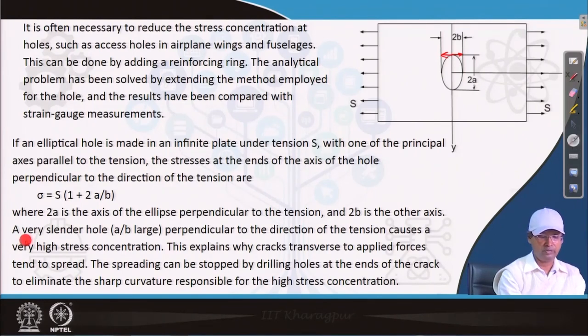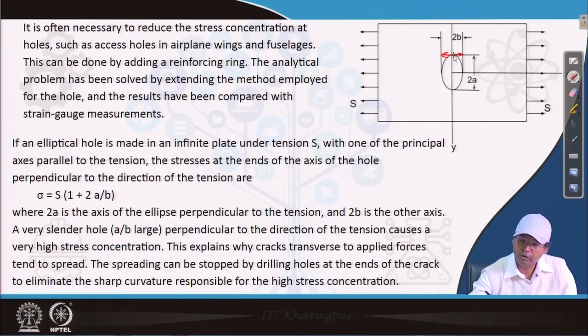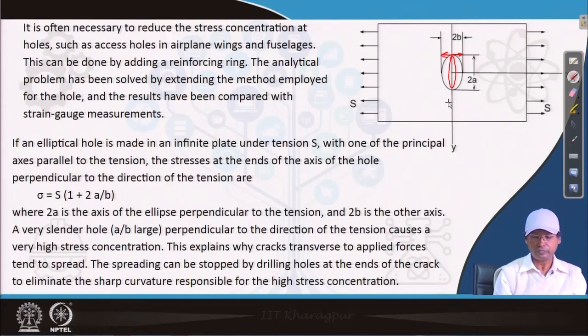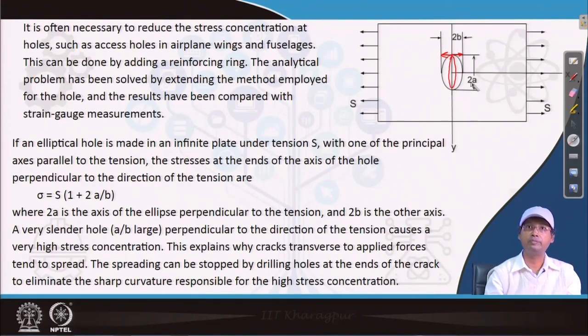So, what do we do? A very large slender hole, where a by b is large, that means a hole something like this type of ellipse, or maybe more slender, perpendicular to the axis of the tension, causes a very high stress concentration. Why? In this particular case, the a by b ratio is high, and if the a by b ratio is high, you see the stress jumps. If it is equal, it is 3S, as in the circular hole case. If it is more, it increases. So, as the hole becomes thin or the ellipse ratio changes, a is much more than b, then the stress concentration at this particular point becomes very high.